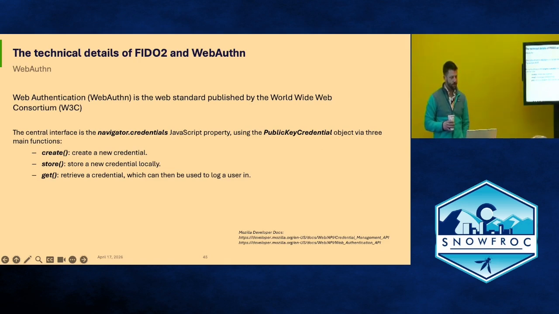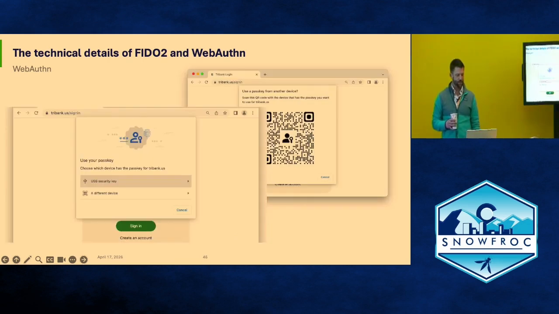WebAuthn has URLs for a couple of standards, but it's basically these three JavaScript calls. Navigator credentials create has been around for a while. Then you use it with the public key credential, and that means passkeys. Store means store it in your password manager. Get means use it to authenticate. That's it, really. Thankfully, something simple.